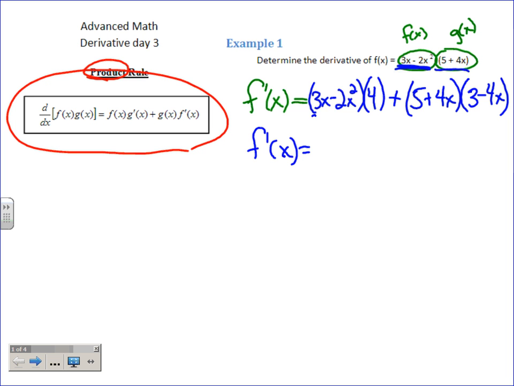And so what can I do with this first portion here? Yeah, distribute. So what do we got? 12x, 8x squared, yeah. Plus, now unfortunately, what do we have to do with the second one? Yeah, we got to FOIL anyways.